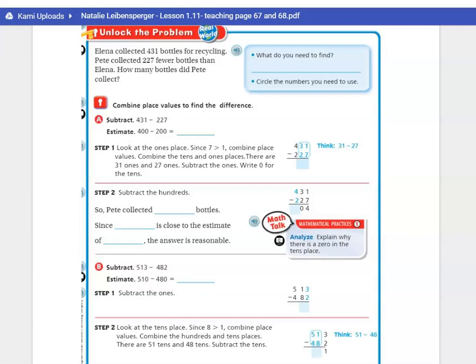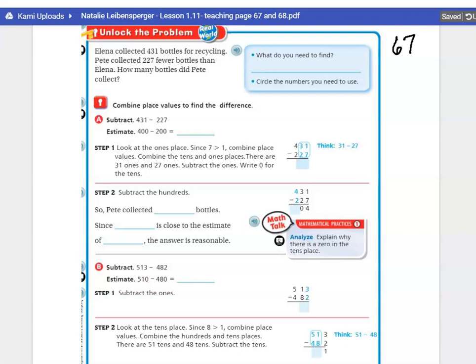Hi Sharks! Today we're working in our Go Math book, Chapter 1, and we are on Lesson 1.11, Combine Place Values to Subtract. We are on page 67, so you can turn your book to page 67 and work along with me. Be sure to pause the video if you need a little bit more time to finish writing your answers. So let's unlock the problem.